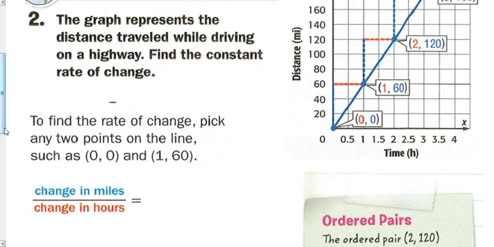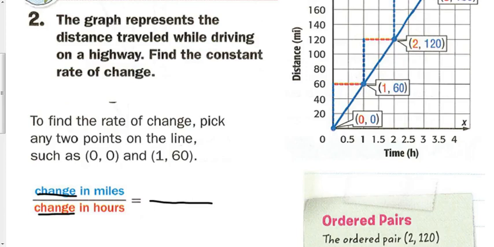So we want to set up a rate that compares the change in miles versus the change in hours. So this key here is the change for both of those. All right, so let's look at the first situation in miles. If we pick the points (0, 0) and (1, 60), we want to find the difference in the miles, or how much the miles changed.